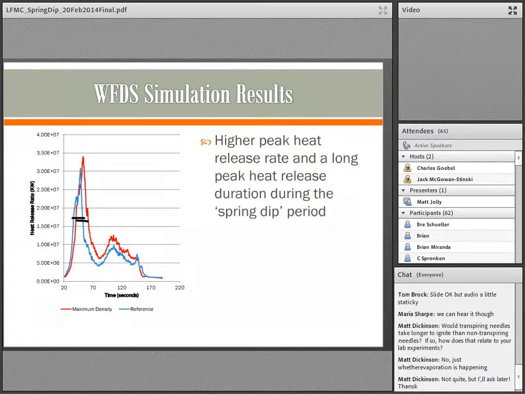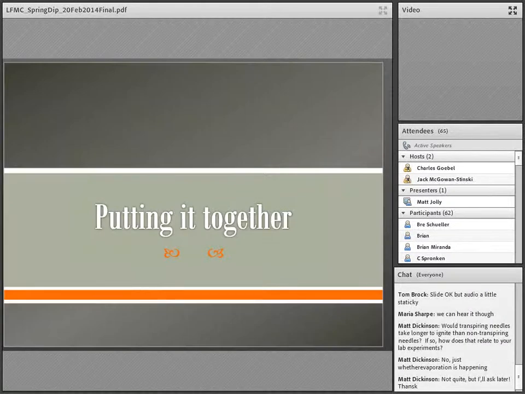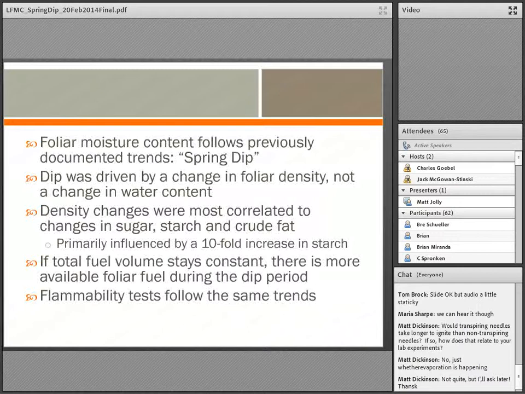And this is just a way that we can start to decipher how all these impacts combine to create the fire behavior that we see during this time of the year. So if we talk about putting it together, what does it all mean? It says basically that foliar moisture content follows the documented trends. We definitely saw the spring dip in the observations, but the driver of the dip is completely opposite of what we thought. The dip itself is driven by a change in the foliar density and not necessarily a change in the water content.